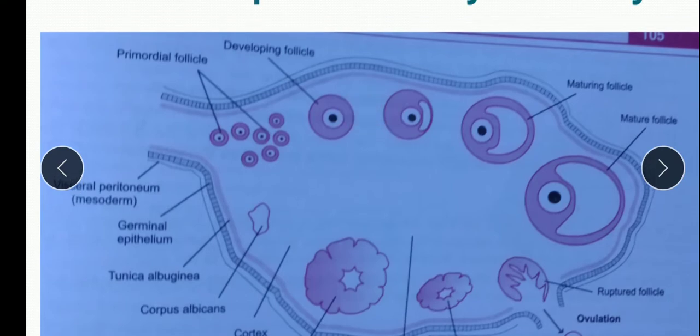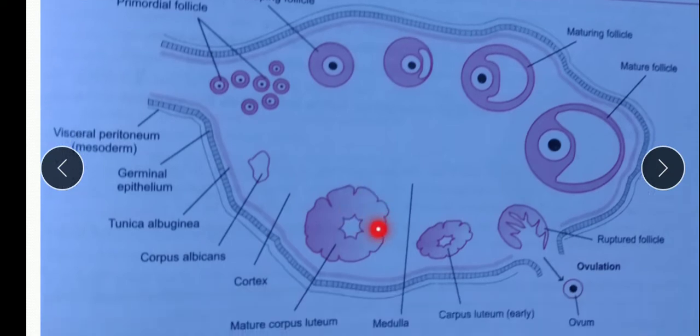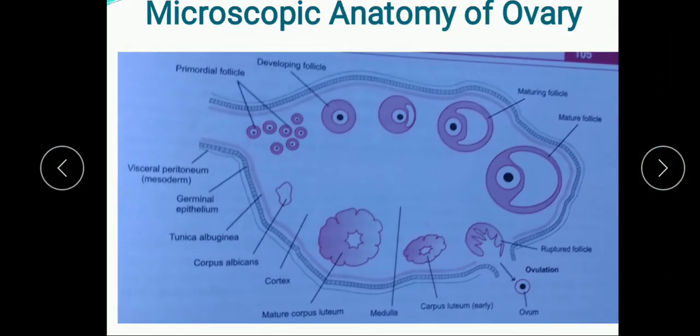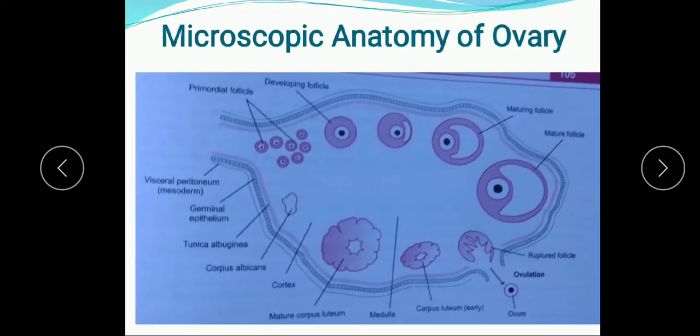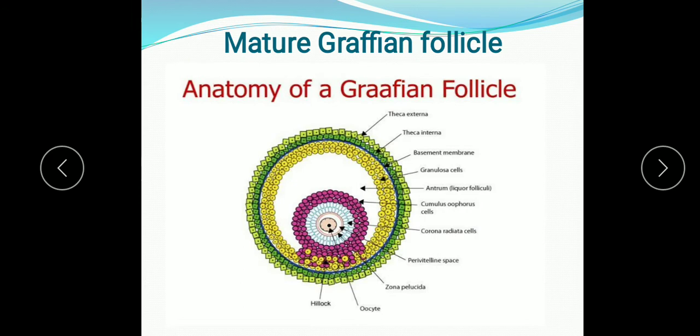Now suppose fertilization occurs, then the corpus luteum does not degenerate; instead it grows continuously and produces progesterone, which is necessary to start the pregnancy. So what are the functions of the ovary? There are three main functions: production of ovum, production of estrogens, and production of progesterone. So this is the anatomy of the ovary and its different structures.